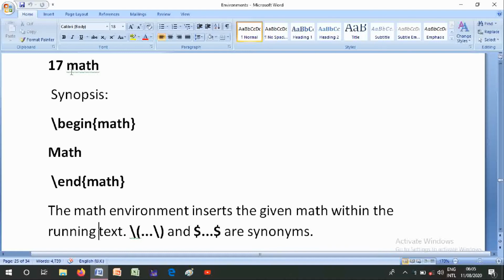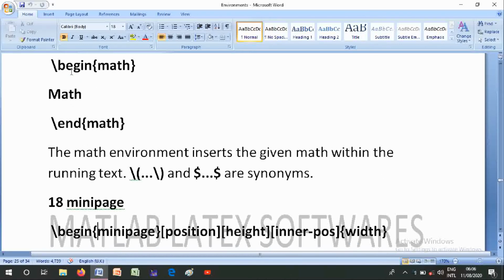First of all, we will discuss math. Its synopses are \begin{math}, math, and \end{math}. The math environment inserts the given math within the running text, and backslash small brackets and backslash dollar sign are synonyms.